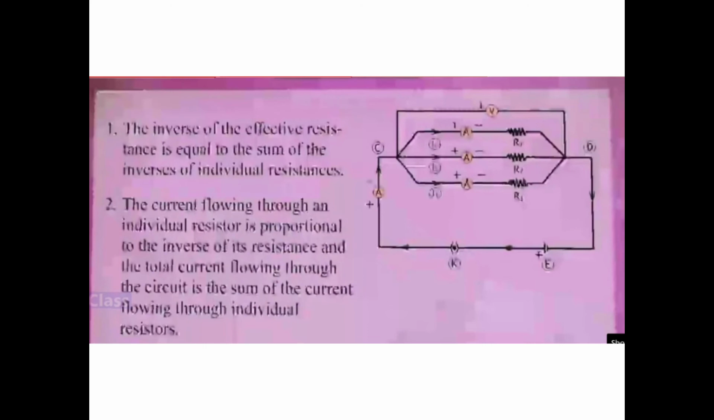Now the characteristics, after understanding it, what did you observe? The effective resistance is equal to the sum of the inverses of the individual resistances. The current flowing through an individual resistor is proportional to the inverse of resistance, and the total current flowing through the circuit is the sum of the current flowing through the individual resistances. What does this indicate? I is equal to I1 plus I2 plus I3.